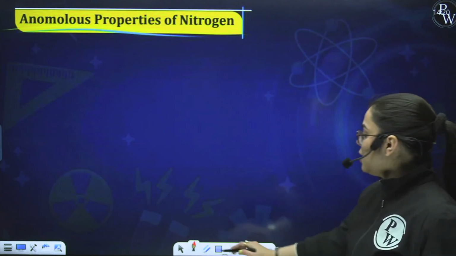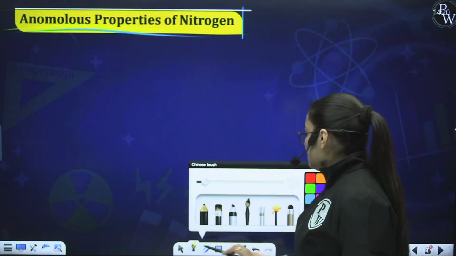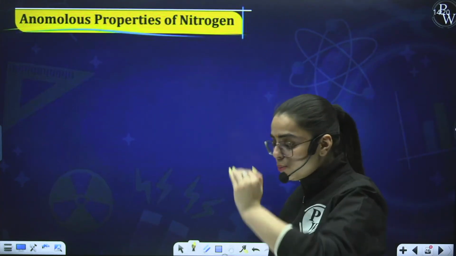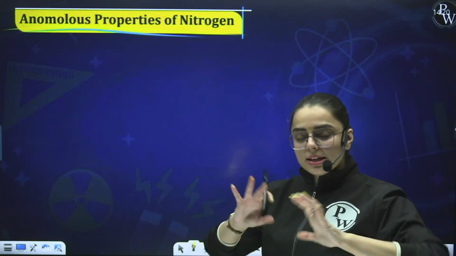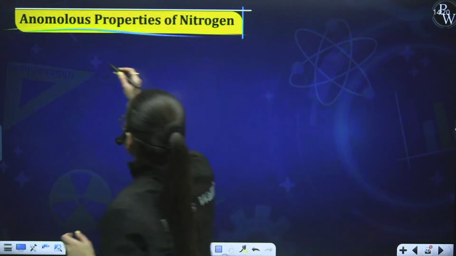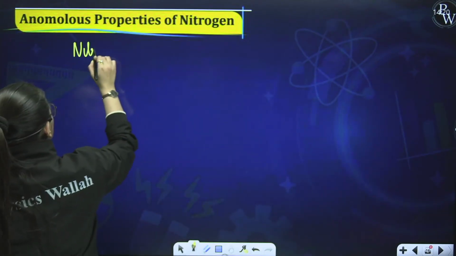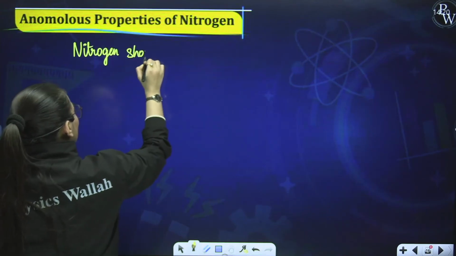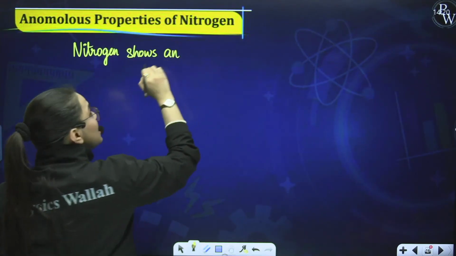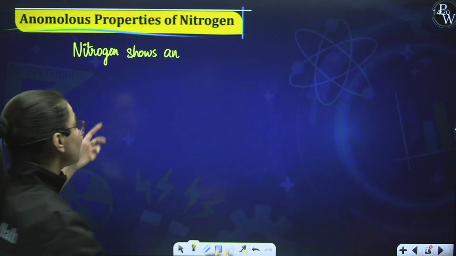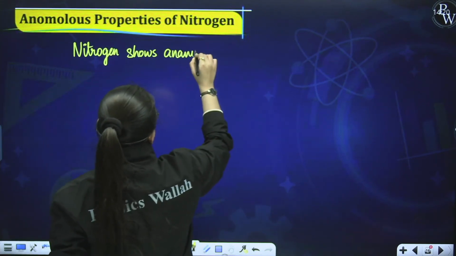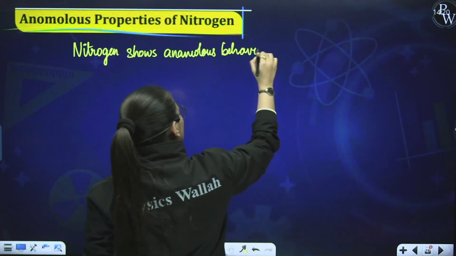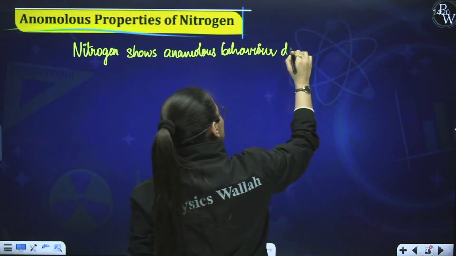Now coming back to the anomalous properties of nitrogen. Nitrogen has a small size, because we have seen that when we move from top to bottom, the number of shells increases, and size increases. That means nitrogen shows anomalous behavior. See, it is gaseous, the rest are solid. So why is it showing different behavior? Anomalous behavior. Nitrogen shows anomalous behavior due to small size.